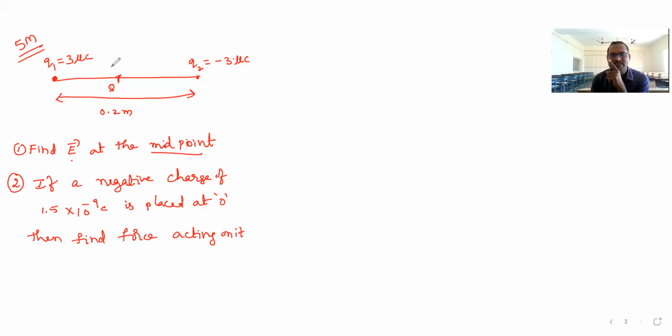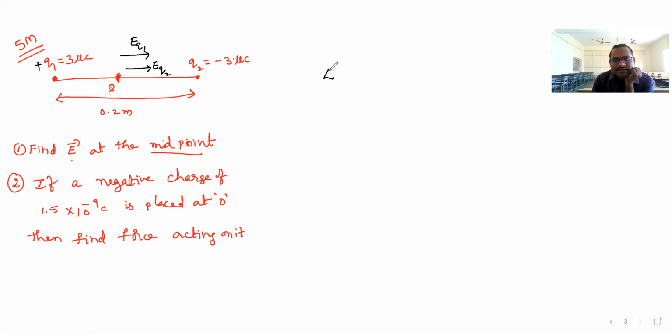See, first what we need to do is, at the midpoint we want. First you see the direction of the electric field at point O. So this is a positive charge. Due to the positive charge at point O, the electric field will be in this direction. This is the electric field due to Q1. Now Q2 is what? A negative charge. You know, the direction of the electric field is always towards the negative charge. Means at point O, the electric field due to the negative charge will be again in the same direction.